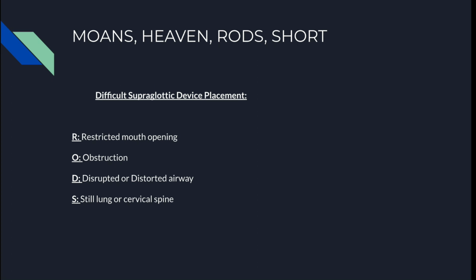So RODS. Now, this is an indicator for difficult supraglottic device placement. So supraglottic, what we're talking about is our devices like the King tube, the LMA, or the iGel. And this mnemonic is pretty straightforward, but R stands for restricted mouth opening. So if you've got somebody that can't open their mouth wide enough to stick one of these devices in, that's obviously a problem. We all know that the diameter of all of these devices is pretty significant. Based on the size that's appropriate for the patient, they're rather large in diameter.